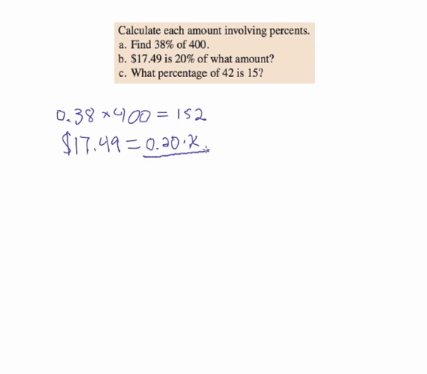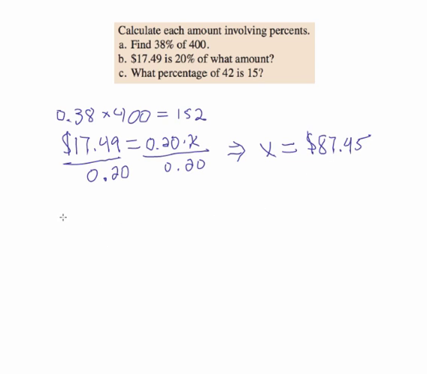Now we use our algebra skills. To isolate that unknown amount, we would want to divide both sides by 0.2. When I do that, on one side of the equation I now just have x, which is what I'm looking for. On the other side, I have $17.49 divided by 0.2, which works out numerically to 87.45. I then keep in mind that this is a dollar amount, and so my answer makes sense. I've found that $17.49 is 20% of $87.45.